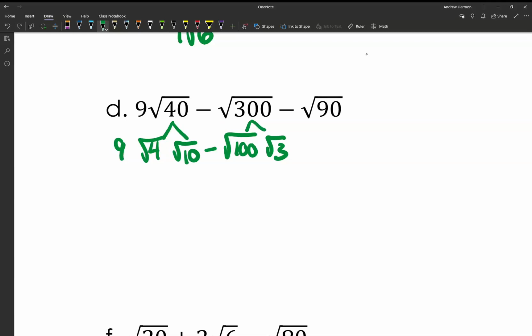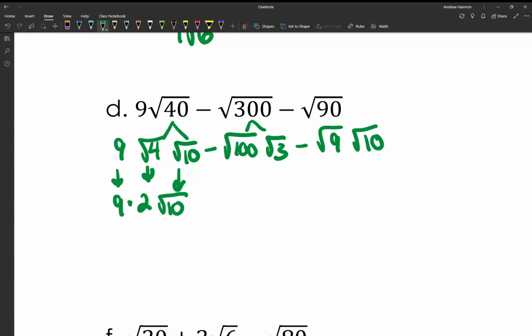Okay, and then finally bring down that negative for the square root of 90. That we can break into the square root of 9 and the square root of 10. So then we're going to simplify further here. Bring down that 9. Square root of 4 is 2, so that's 9 times 2. Square root of 10, can't do anything with, so that's the square root of 10.